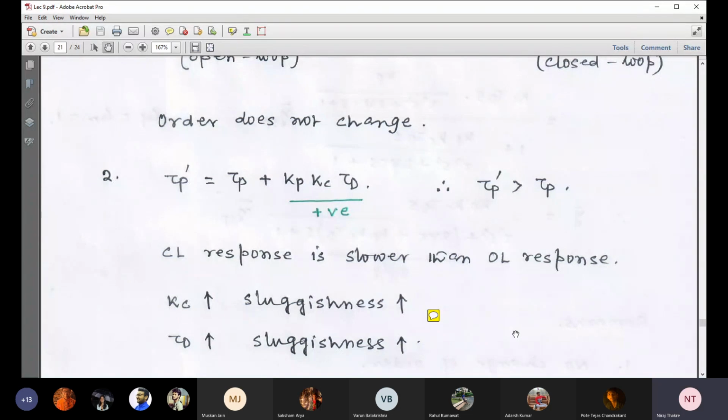It means that the closed loop response becomes sluggish over the open loop response. And it is also obvious that if Kc increases and tau d increases, sluggishness further increases. We have considered Kc and tau d because these are controller tuning parameters. If they increase, we get higher tau p prime, that means sluggishness further increases.